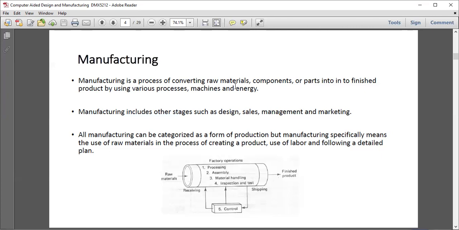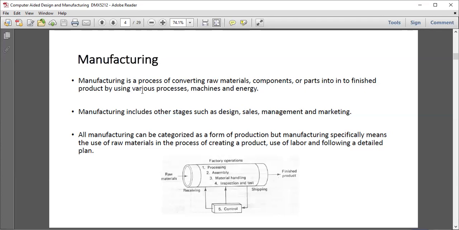So remember, the term manufacturing can be defined in various ways. Briefly we can say manufacturing is a process of converting raw materials or components or parts into a finished product using various methods of process and energy.